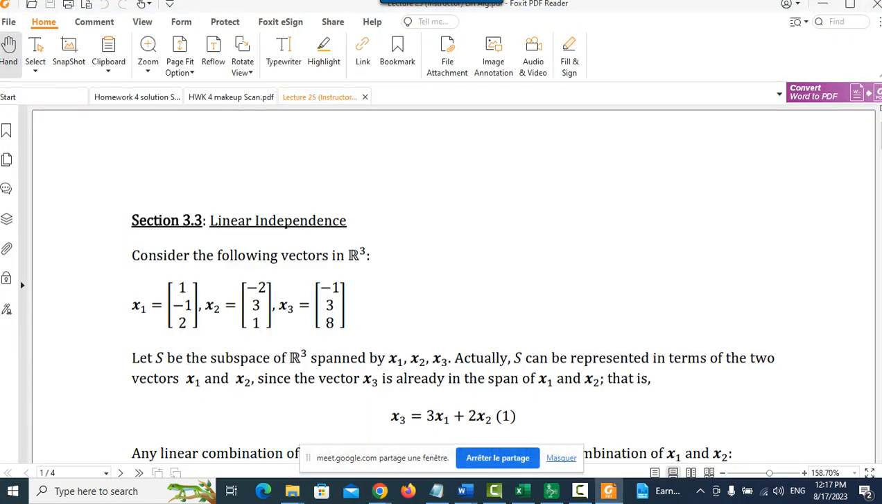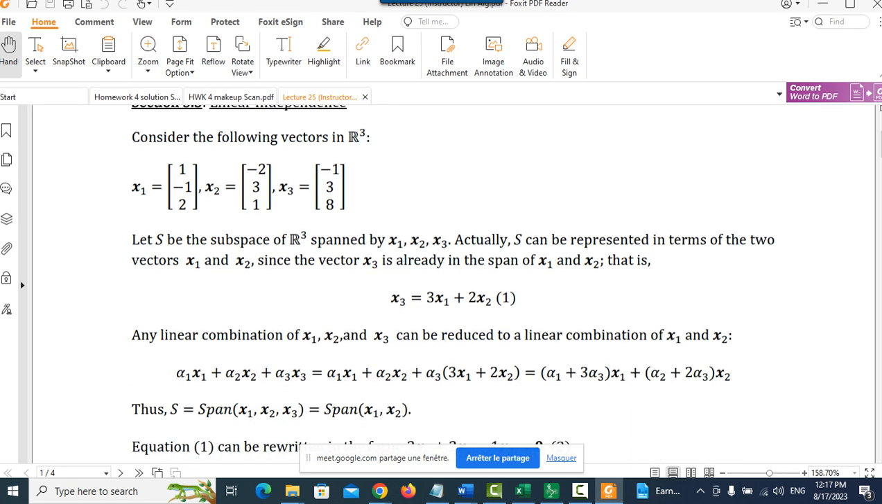Okay, so now let's go to the notes. Linear independence. Consider the following vectors in R3. x1 is equal to 1, -1, 2, x2 is equal to this, x3 is equal to this. Let S be the subspace of R3 spanned by x1, x2, and x3.